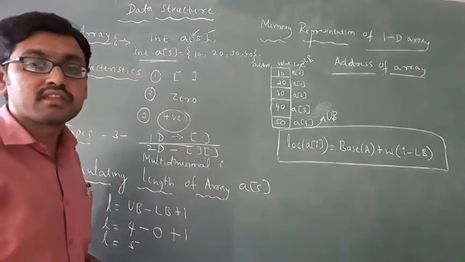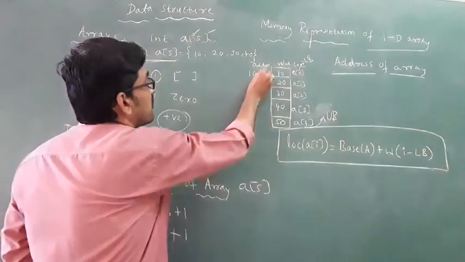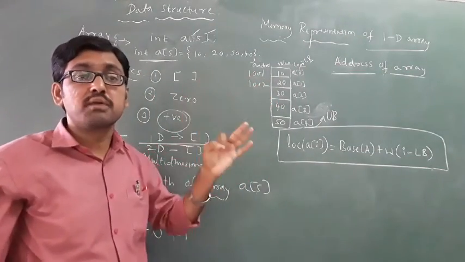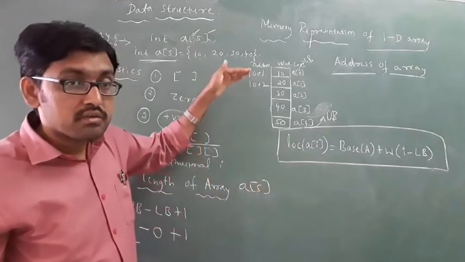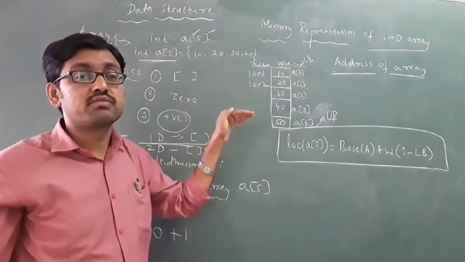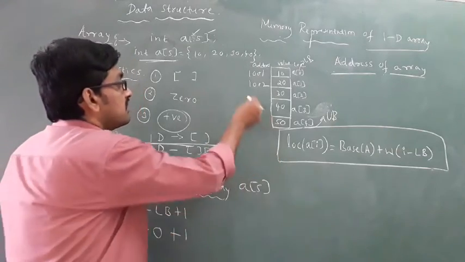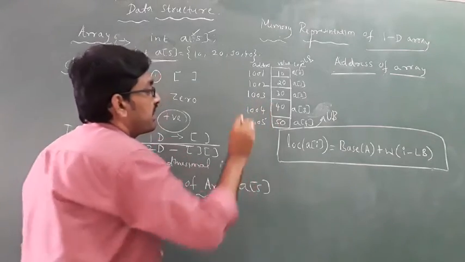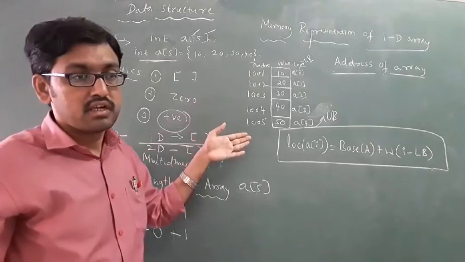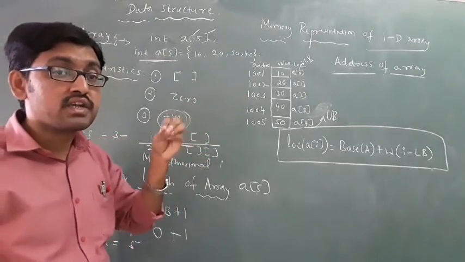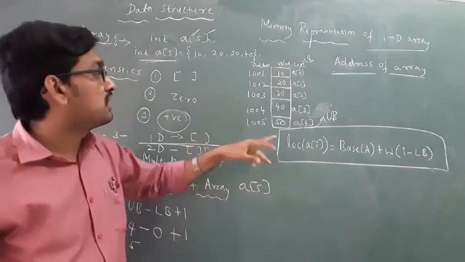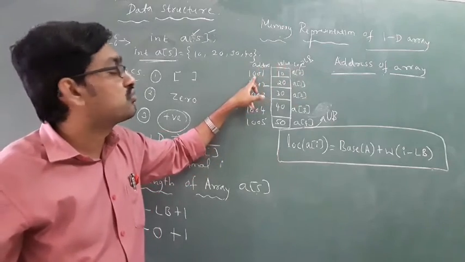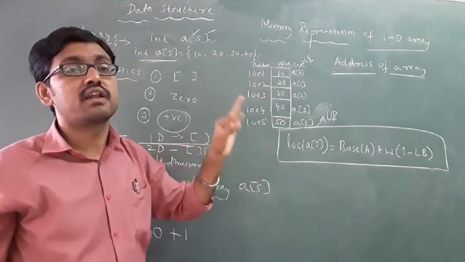For example, what does an address look like? It is nothing but a binary number like 001. If the first is 001, the next must be 002, not 003, because an array is always sequential. It consists of sequential memory locations. Then A 1003, 1004, 1005. These are called addresses. When you work with an array, for example 10 stored in A of 0, the address is automatically generated. That is how to find the address of an array.